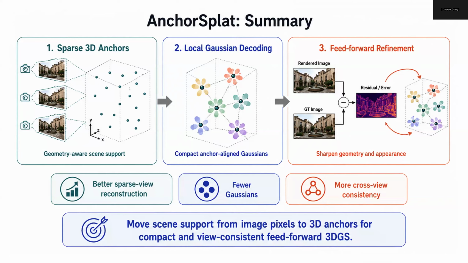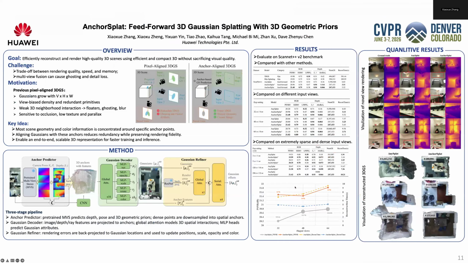So the key takeaway is simple. Moving the scene spots from pixels to 3D anchors gives a better sparse-view reconstruction, fewer Gaussians, and stronger cross-view consistency. And this is our poster.